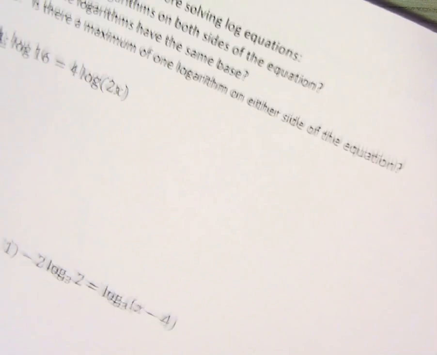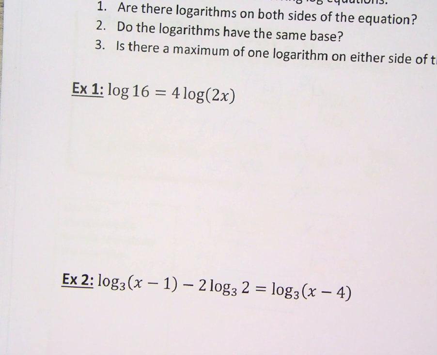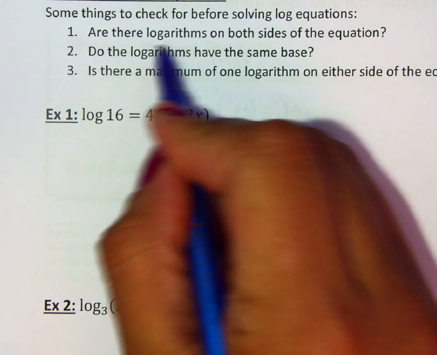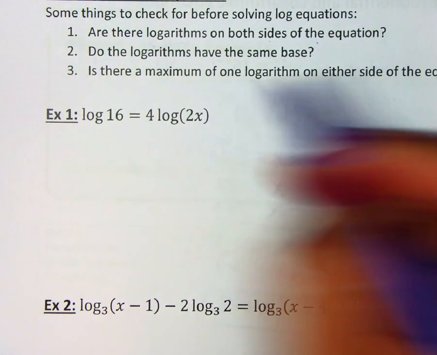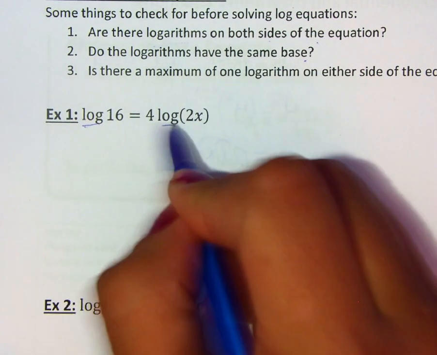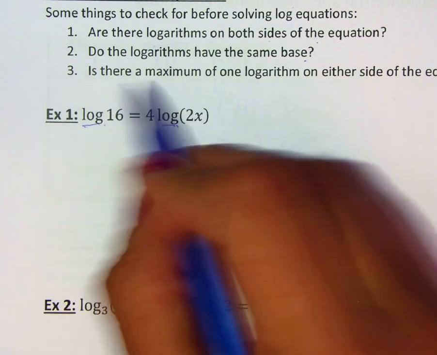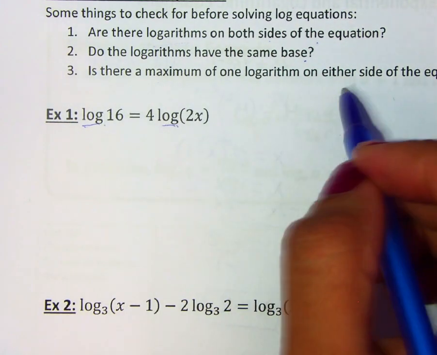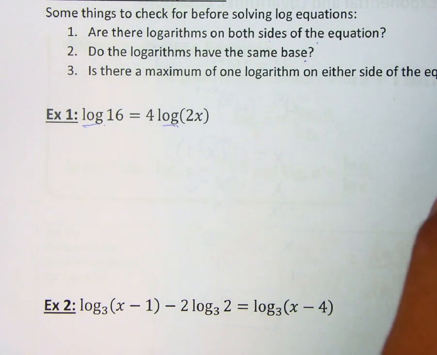In the back of these notes, we have equations of logs. So for this one, we are going to apply the skills that we learned right now in logs and just practice. So we're going to start with asking ourselves, are there logarithms on both sides? Do you have logarithms at the same base? So notice that there are logs on both sides of the same base. Is there a maximum of one logarithm on either side of the equation?